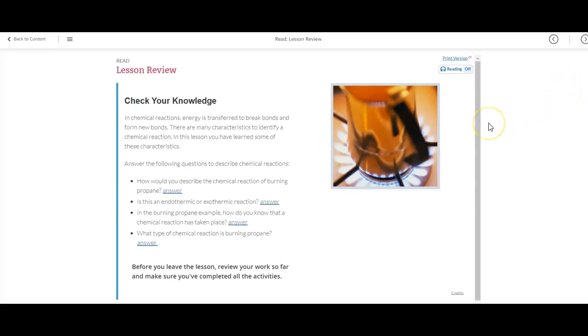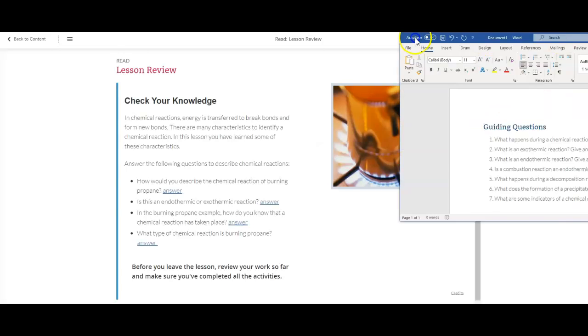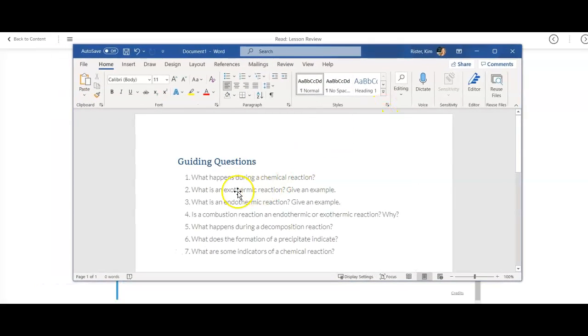All right, and as we move on, we're checking our knowledge, but if we look back at the guiding questions here, very easy. We know an exothermic reaction gives off heat. Give an example. We talked about heating up anything. Endothermic reaction is absorbing heat. So you can look back in the lesson and find that example there. A combustion reaction, is a combustion reaction endothermic or exothermic? Remember, we said on that one, it's exothermic because it's giving off heat.